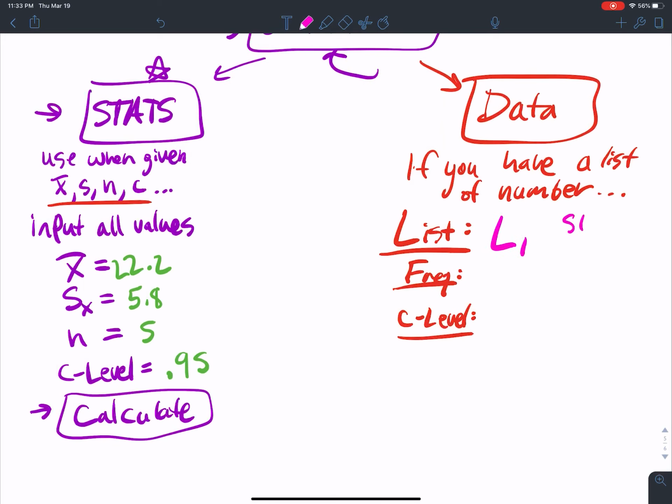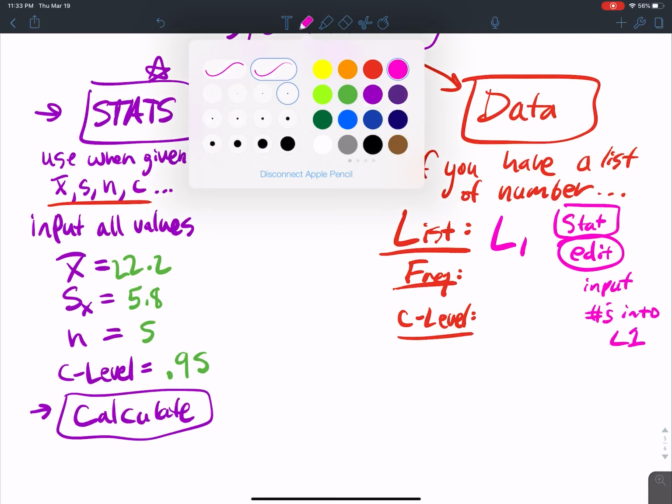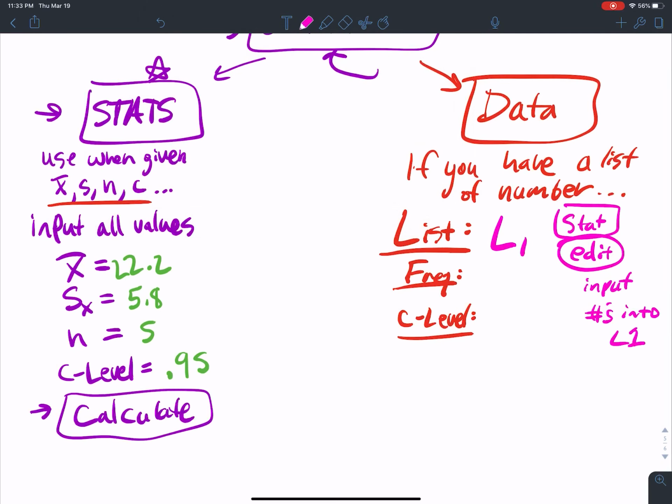So to do that, hit stat, edit, and then input the numbers into L1. If you already have numbers in L1, you're going to have to hit the delete key until all those numbers are erased, and then type in your numbers into list 1. How many times you want to count it? 1 time. What's your C-level? 0.95. Whatever it ends up being for that particular problem. Then hit calculate and you'll get it.